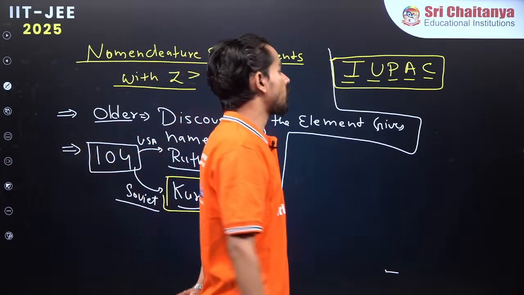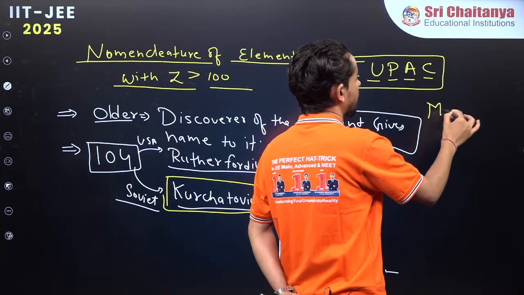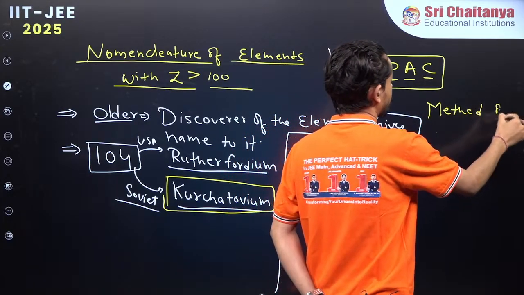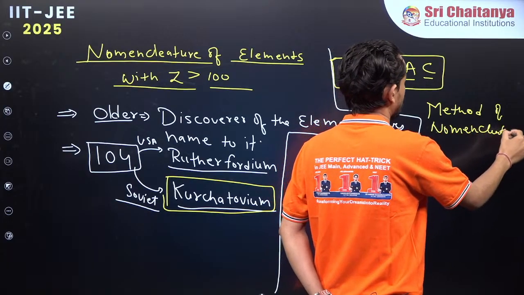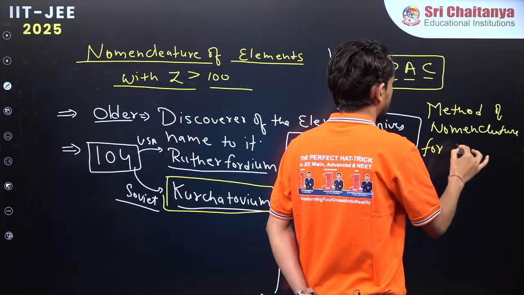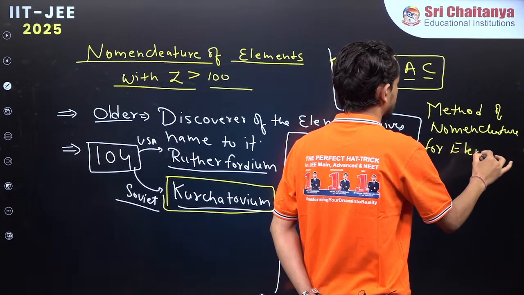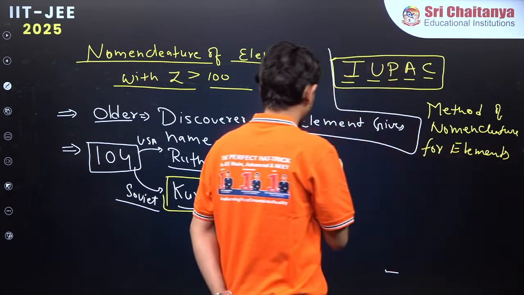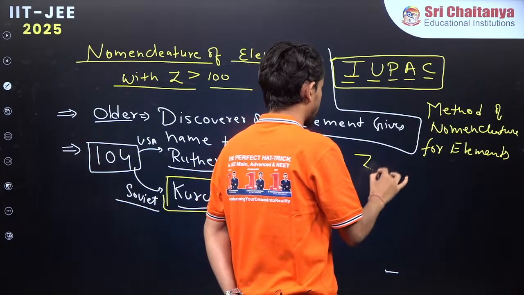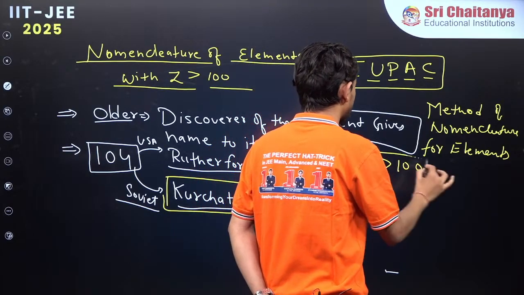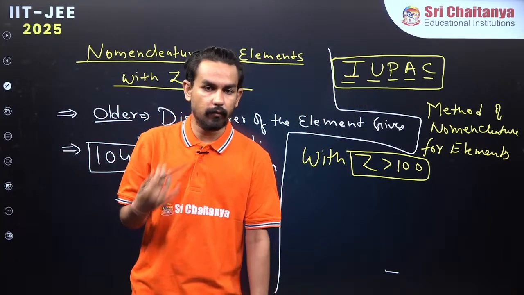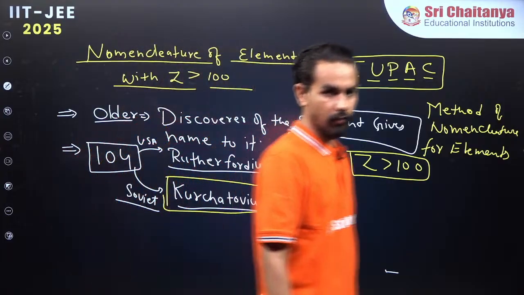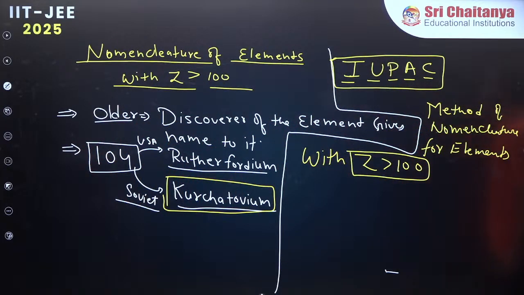So they found a method of nomenclature for elements with Z greater than 100. They have found a process. Okay, did you get the history? What was the reason? Till here, I think there is no doubt.